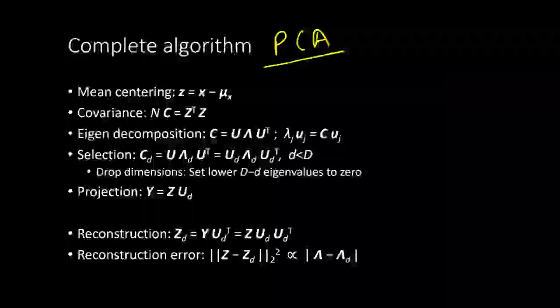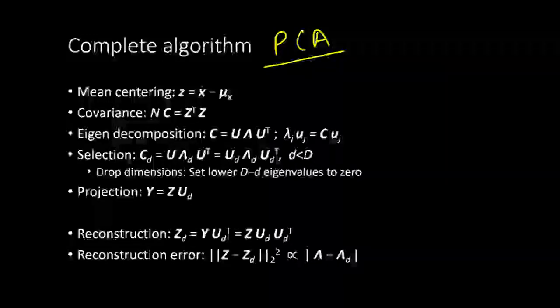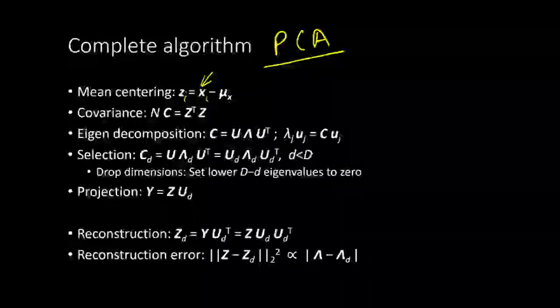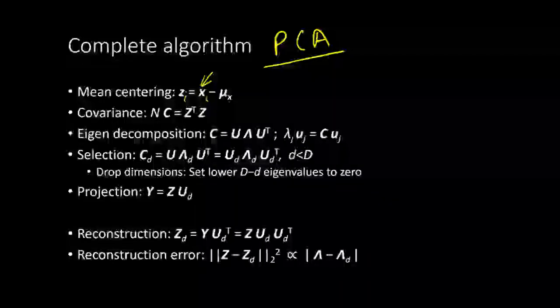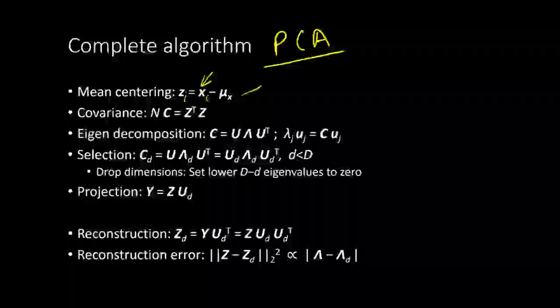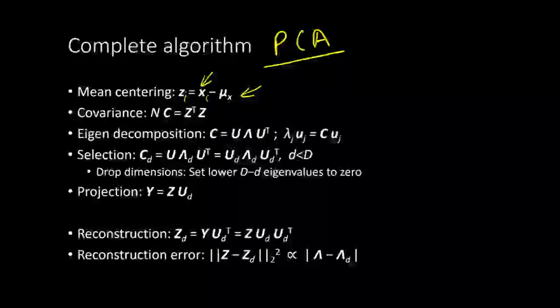Here the first step is that we want to do mean centering. So basically, if you have the data xi, we will compute zi, which is xi minus mu x. Mu x is basically the dimension-wise mean of all the data points.